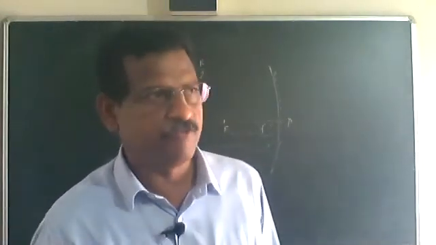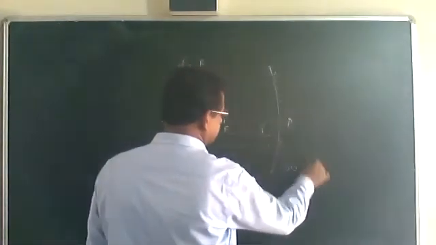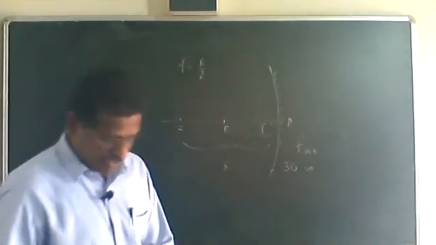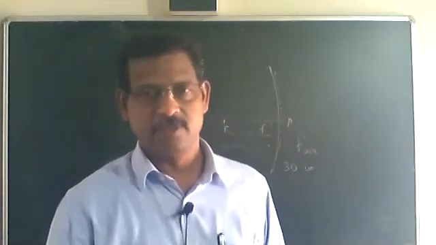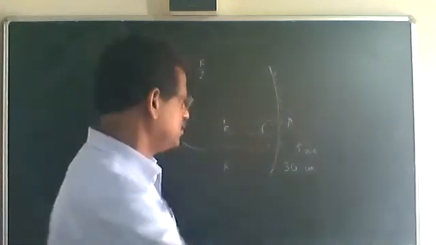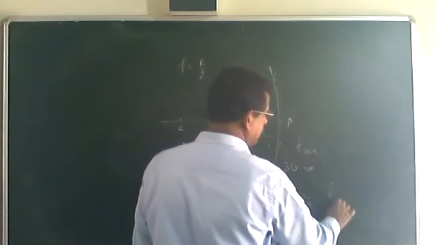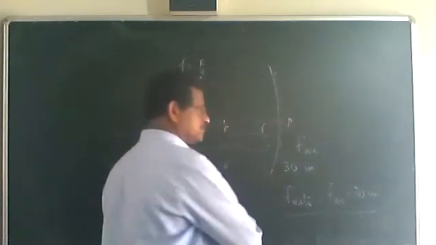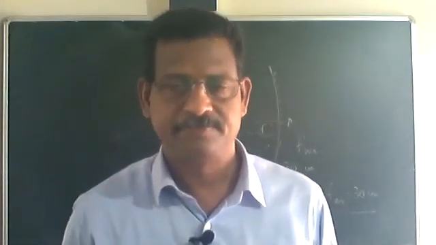The focal length of a mirror is 30 centimeter in air. What will be its focal length in water? The focal length in water will be the same as the focal length in air, there is no change. So focal length in water is equal to focal length in air, that is equal to 30 centimeter. And this is equal to half of the radius of curvature.